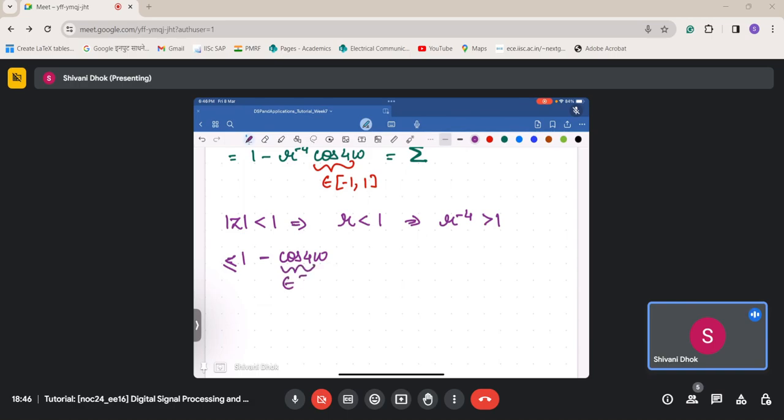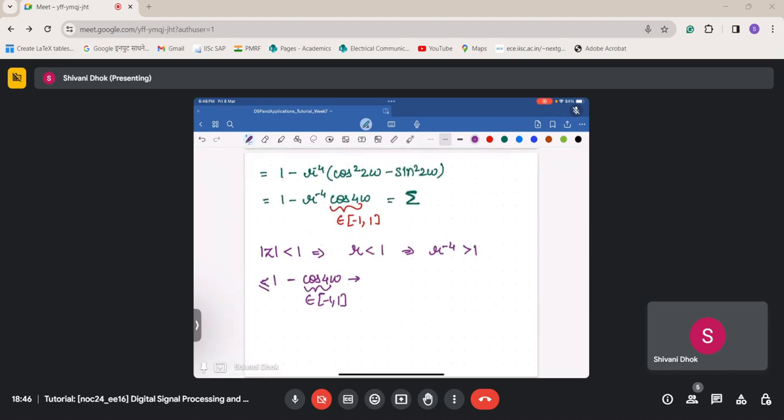So this thing here belongs to minus 1 to 1, which means that 1 minus this quantity will be a positive quantity. R power minus 4 is there, and that is greater than 1. So 1 minus something greater than 1 into a value which is less than or equal to 1, so negative we will get. Yes, exactly, correct. So this thing should be less than 0, right?